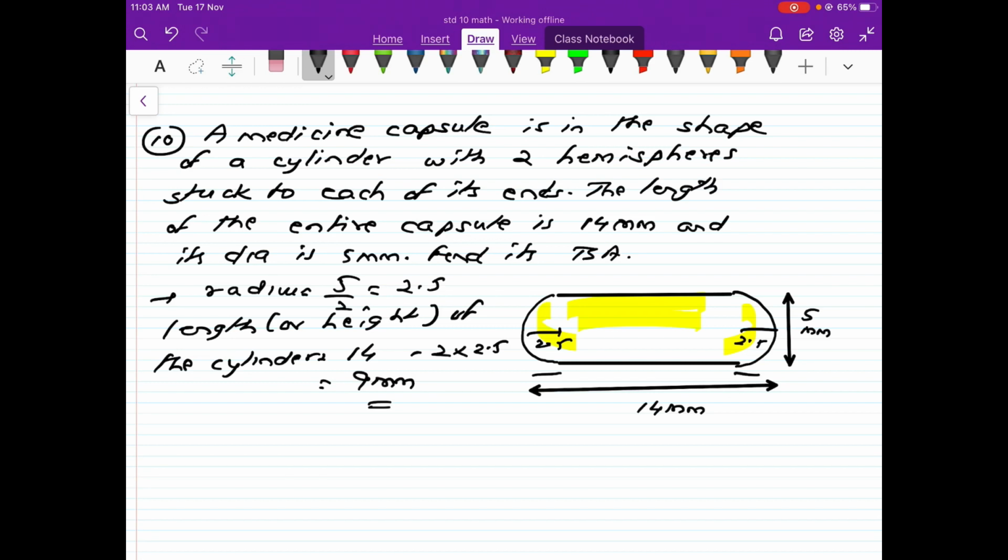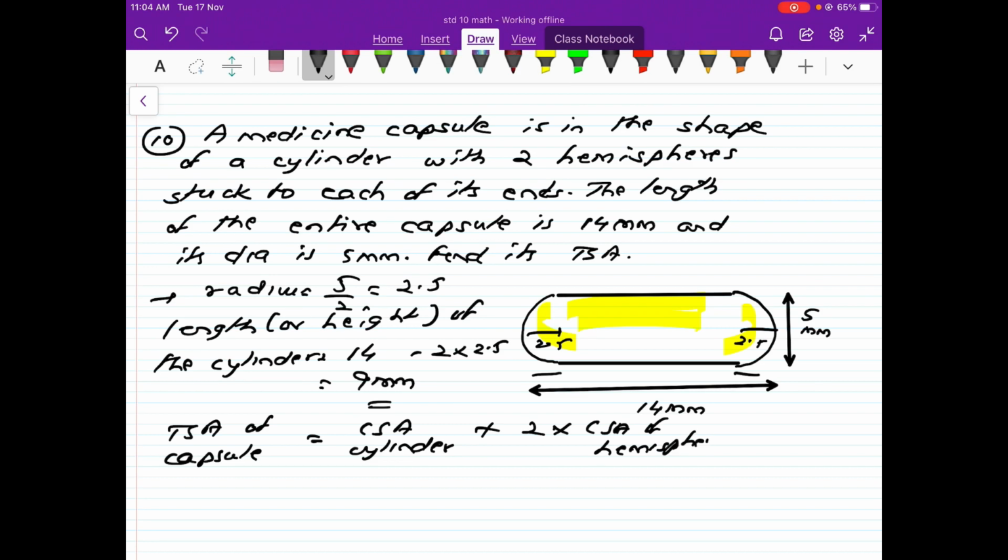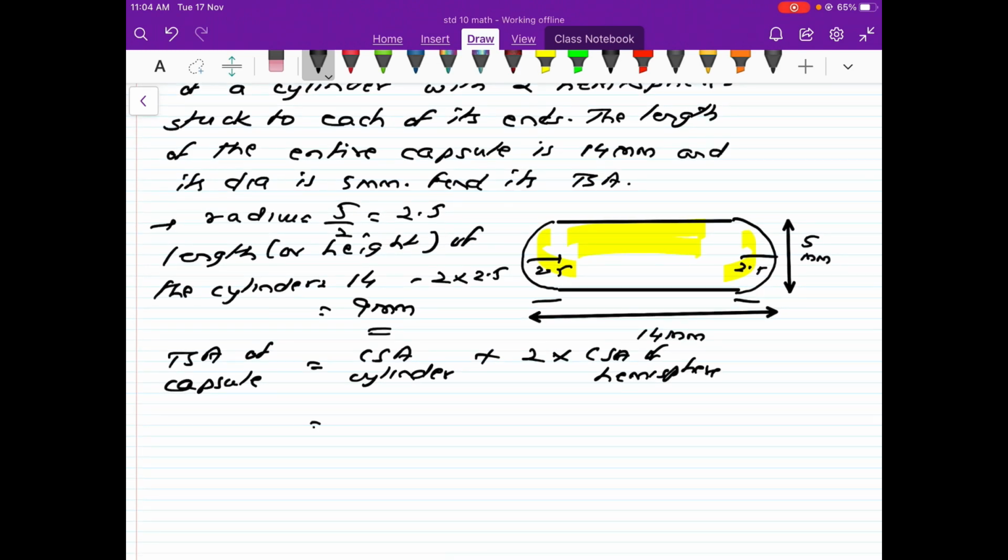Now what do we have to find? We have to find its TSA. So what is the TSA of the capsule? TSA of the capsule is the CSA of the cylinder plus 2 into the CSA of the hemispheres, or we can even consider it as one sphere. 2 hemispheres is equal to 1 sphere. So what is the CSA? This is 2 pi RH plus 2 into the CSA, which is 2 pi r square.